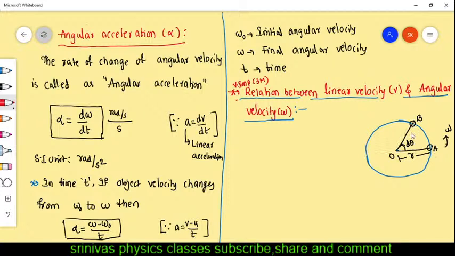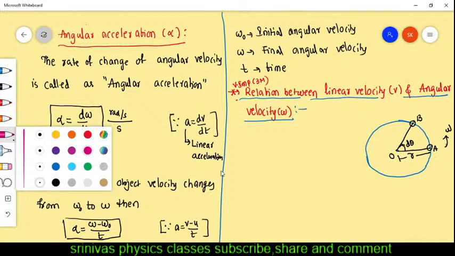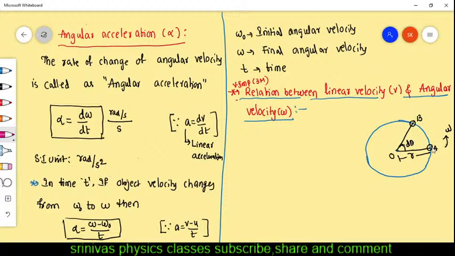Angular displacement is the angle through which it is rotated. How much angle it is rotated? That is d theta. But linear displacement is what? Linear displacement means you have to join the initial and final points with a straight line. You see here, I'm going to join. Initial point is A. Final point is B. Join them with a straight line. This straight line length gives the displacement. This displacement we can take as ds in time dt.